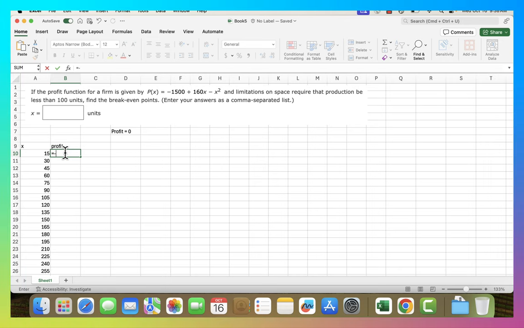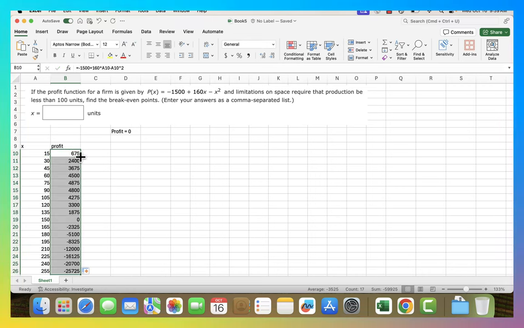And then my profit function: negative 1500 plus 160 times the x value, take away the x value squared. Copy that down. And I stumbled on one break-even point right there because the profit is equal to zero. Let's graph what I've got.